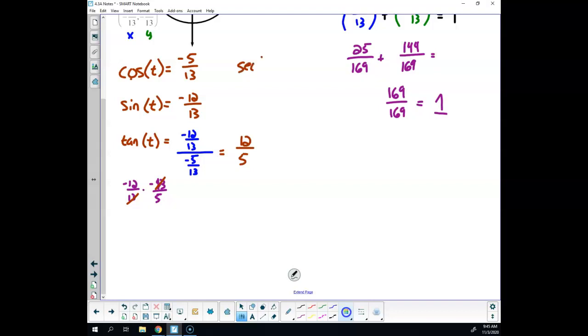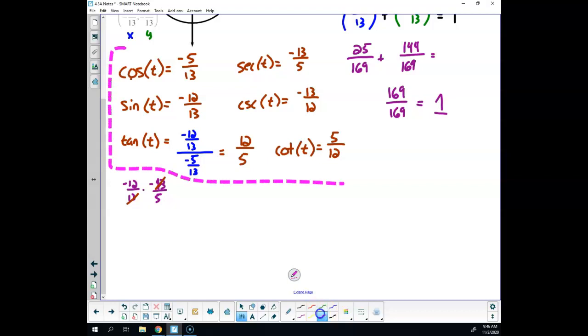Secant is the reciprocal of cosine, so that's going to be negative 13/5. Cosecant is the reciprocal of sine, negative 13/12. Cotangent, the reciprocal of tangent, 5/12. And those are your 6 trig functions for that point.